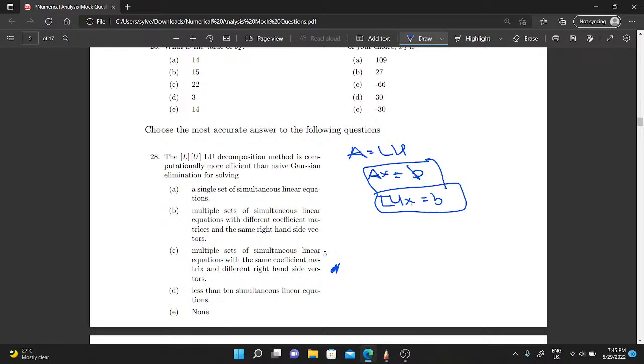The only point that the LU will beat out naive Gaussian is when you have multiple sets of simultaneous linear equations with the same coefficient matrix. So you see, A has to be the same because A is equal to LU. So if A is the same, regardless of whatever B will be, because you see, and this is your X, and this is your B.